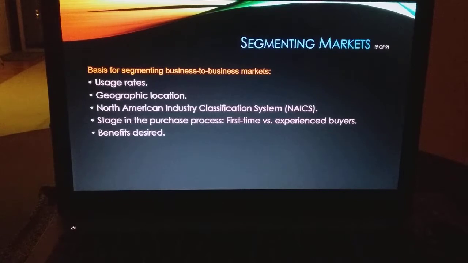So business markets, again, are divided up in different ways depending on the company. Some might base it on usage rates or amount of money they spend. It could be based on geography, regionally, New England states, Mid-Atlantic, Southwest, Northwest, the Plains states, whatever. Or you can use the North American Industrial Classification System if you wanted to do that in terms of what industry you're selling to, automotive, tech, that kind of thing.